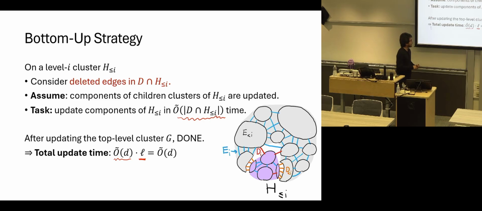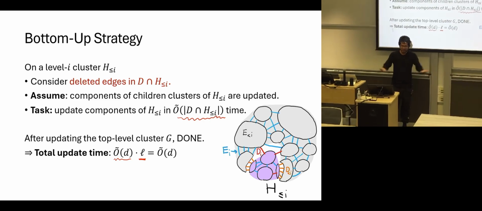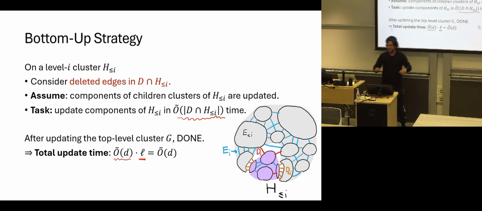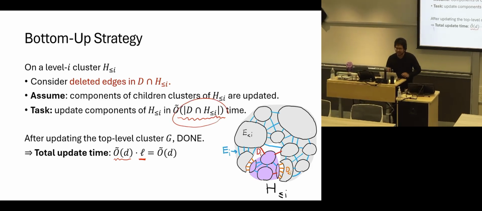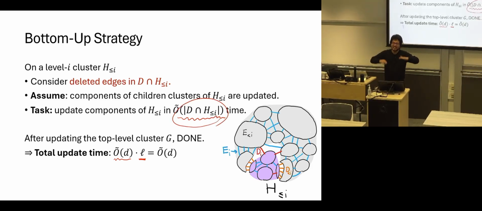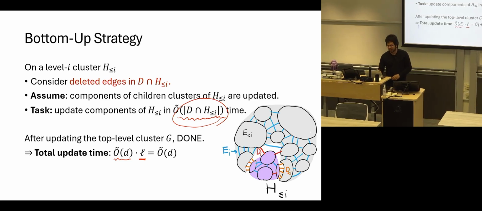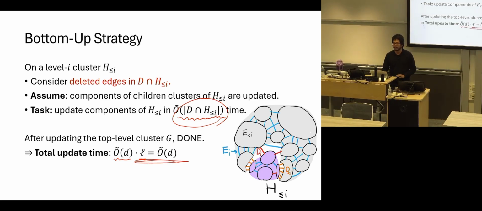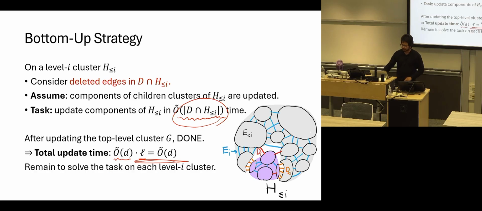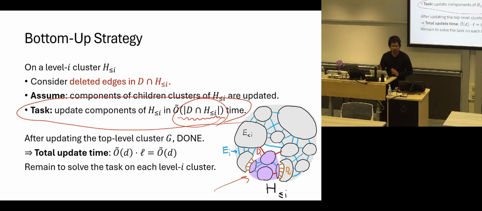Right? Because the total time on level 0, you just spend time on each cluster. At level 0, the total time is going to be D, because you spend time proportional to the number of deletions on each cluster, and then next you spend another D time on the next level, another D time on the next level. So there are log n levels, so the total time is still something like D log n. Okay. So now let's see how to solve this task. That's now our goal.